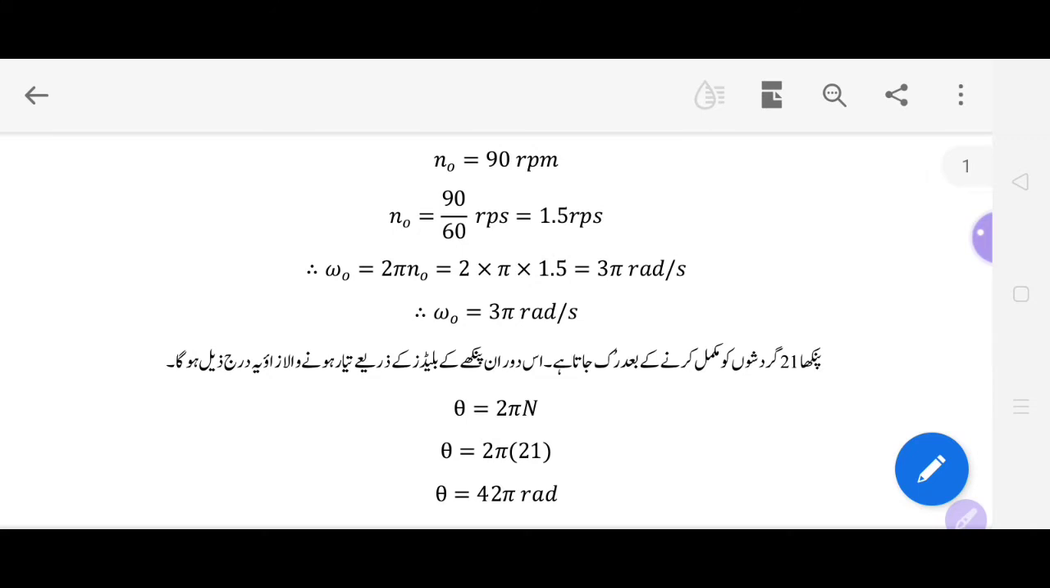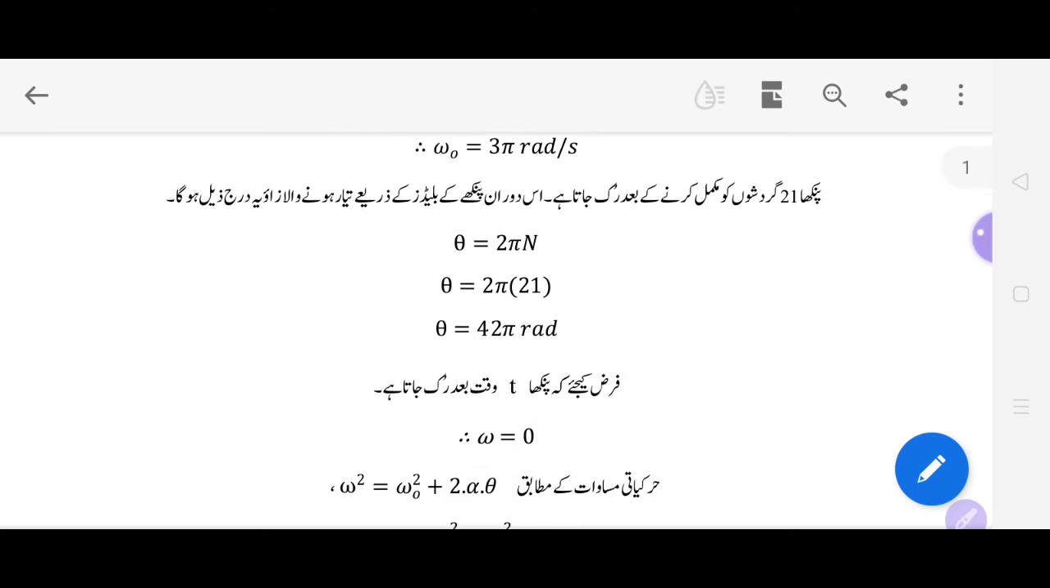Now in this numerical, it is given that after completing 21 revolutions, the fan stops. So we can calculate the total angle made by the blades during these 21 revolutions. The angular displacement made by the blades of the fan is given by theta is equal to 2 pi into capital N. Capital N is the number of revolutions, that is given as 21. So theta is equal to 2 pi into 21, which becomes 42 pi radian.